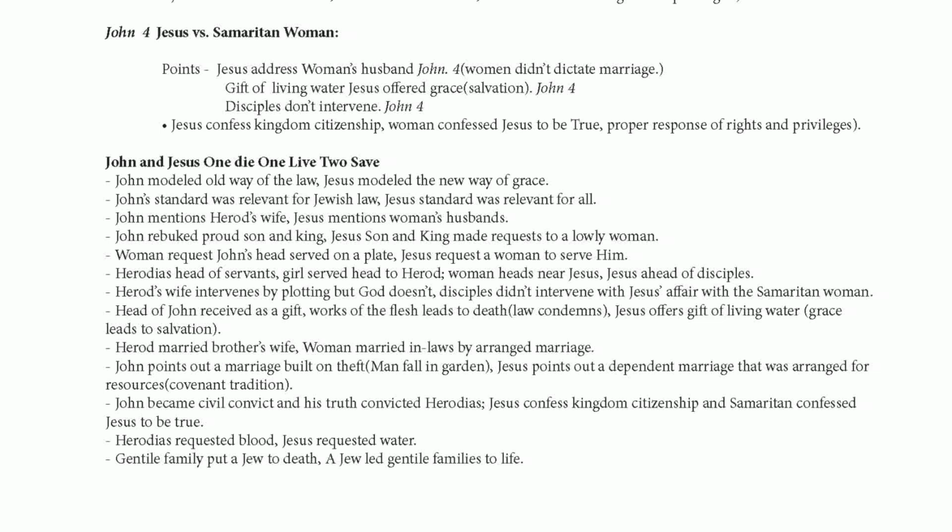Woman married in-laws by arranged marriage. John points out a marriage built on theft. Man fall in the garden. Jesus points out a dependent marriage that was arranged for resources. Covenant tradition. John became civil convict and his truth convicted Herodias. Jesus confessed kingdom citizenship and Samaritan confessed Jesus to be true.